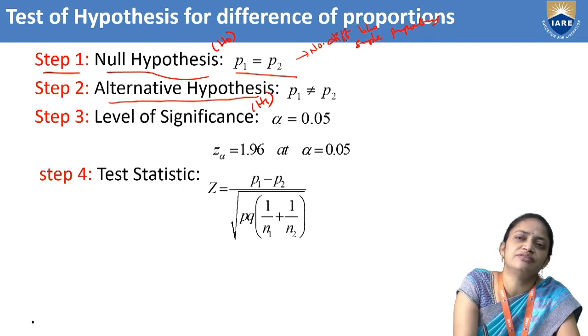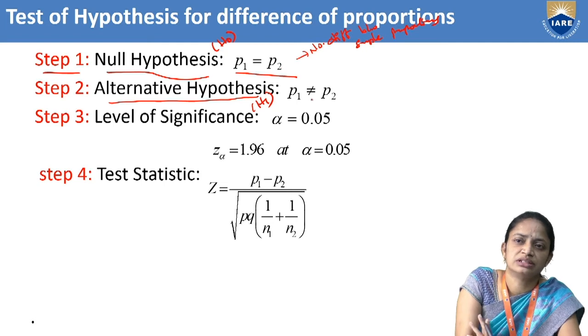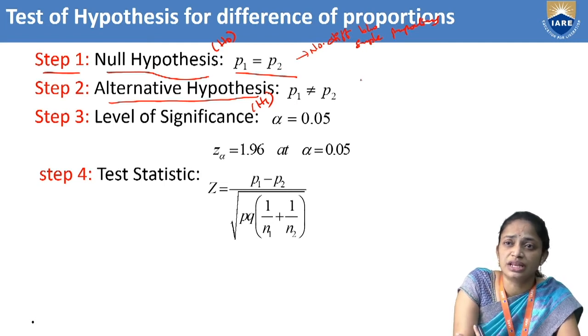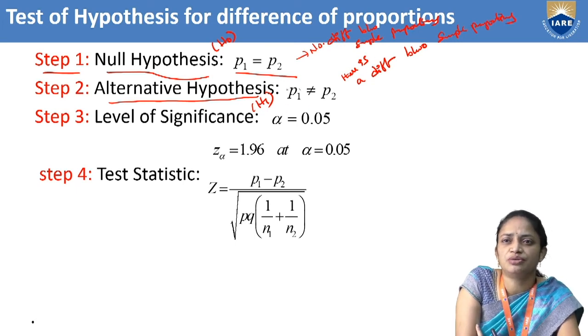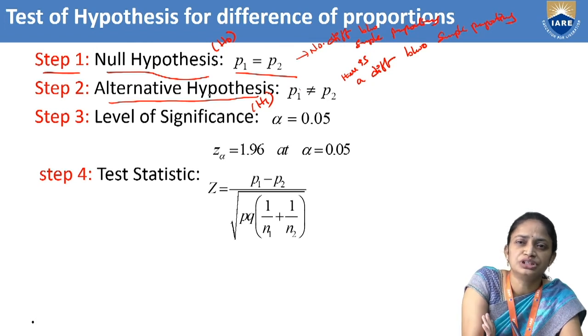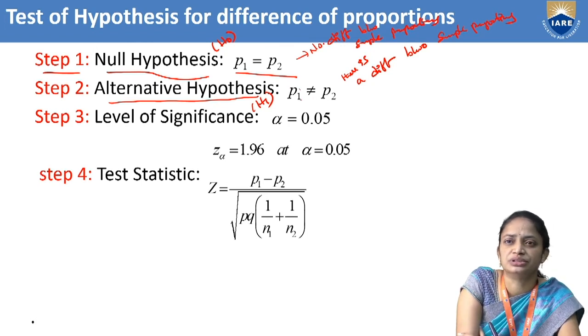Sample proportions is our given statement. So that's why P1 equal to P2, no difference. But here I am taking that there is a difference between the sample proportions. So this is the alternative hypothesis. That means the opposite of the null hypothesis is the alternative hypothesis. That's why it is P1 not equal to P2.